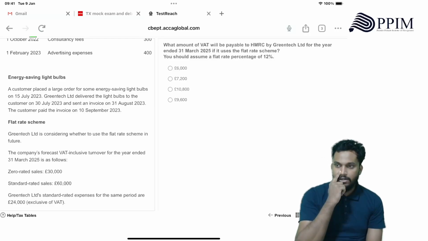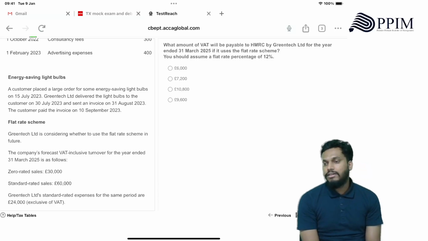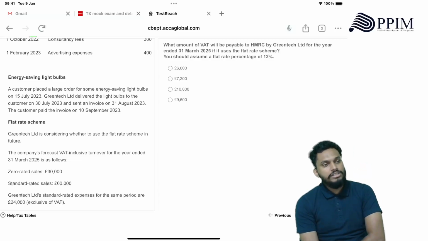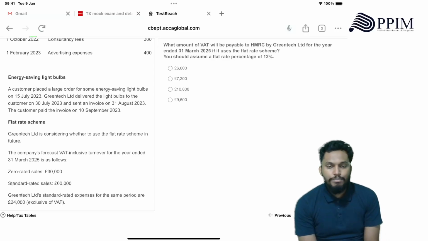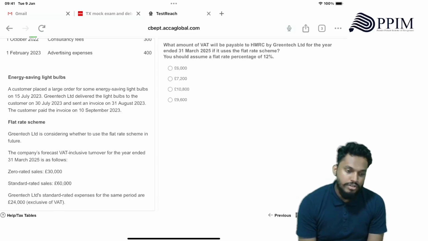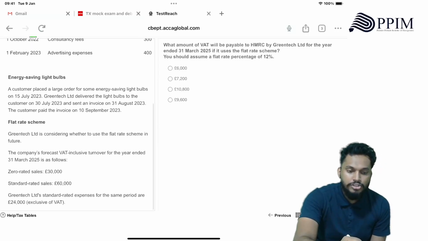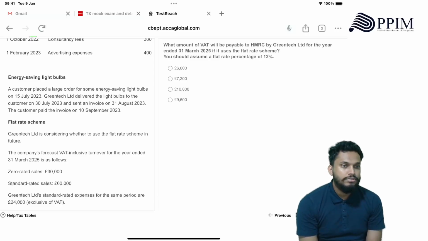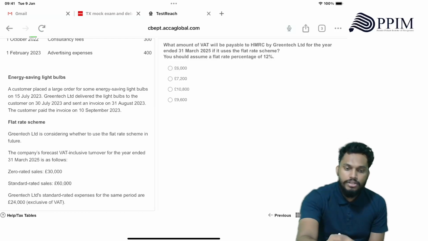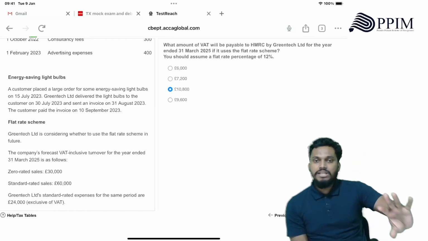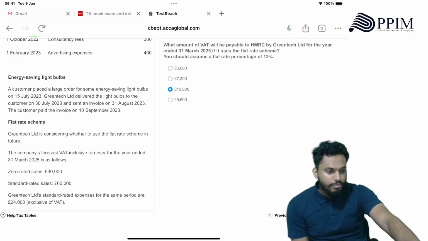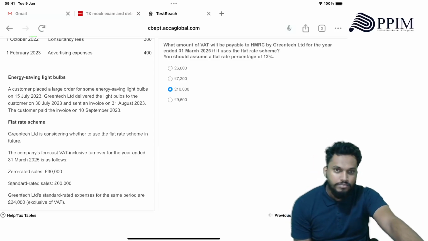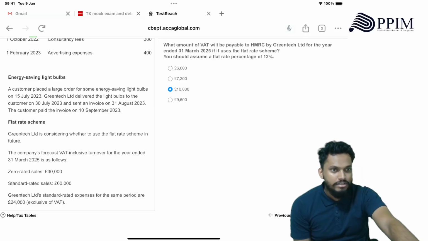You can't see it. And you're using a flat rate scheme. So when you are having flat rate scheme, all the sales need to be charged at a flat rate of 12% in this case. They have given the 12%. So the sales here is 30,000 plus 60,000, which is 90,000. That 90,000 into 12%. That's how much? 10,800. But the point here is, if it is flat rate scheme, you don't want to bother about whether it is zero rated sales or standard rated sales. Take the total, take the flat.